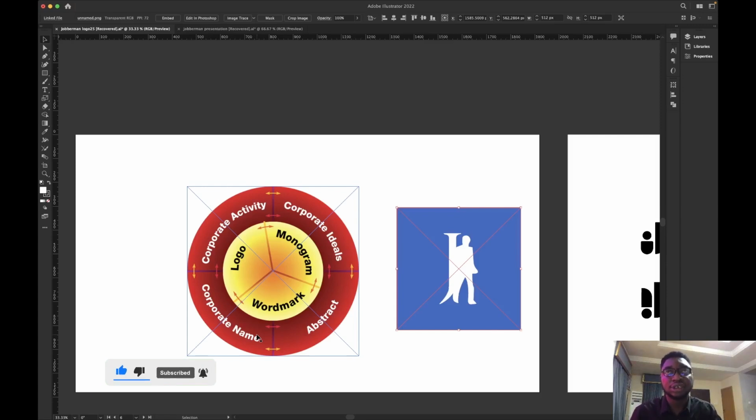Gucci too makes use of a G inverted, two G's inverted, right? If I can remember, I don't wear those brands. So that is how we came about with this. Having this understanding that it's a corporate name monogram, I decided to go with the corporate name monogram.